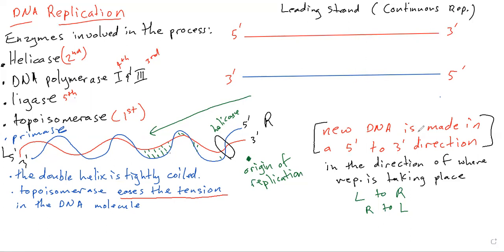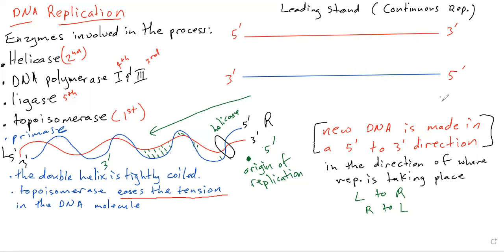So when I say new DNA is made in a 5 prime to 3 prime direction, that means that DNA is being made 5 prime here, 3 prime out here. So when you're making DNA, it is made 5 prime to 3 prime in the direction where replication is taking place. So replication is taking place right to left. At the right is a 5 prime, and at the left it will be a 3 prime.